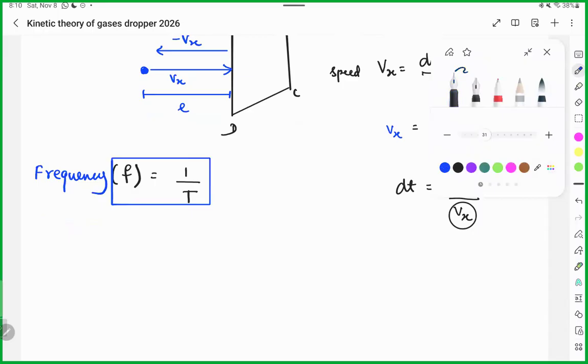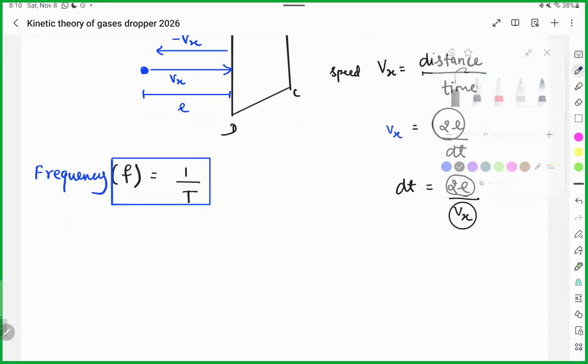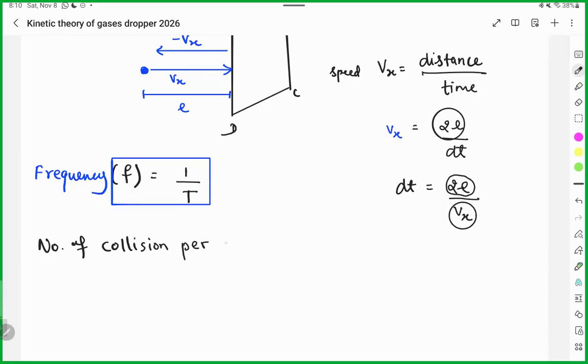नंबर ऑफ कोलिजन कितने होंगे पर सेकंड पर मॉलिक्यूल, तो वो फ्रीक्वेंसी जैसे ही है। एक मॉलिक्यूल के कितने कोलिजन हुए एक सेकंड में, तो वो फ्रीक्वेंसी जैसा ही है, और फ्रीक्वेंसी इक्वल टू 1/टाइम, 1/dt। और ये क्या vx/12 नहीं हो जाएगा? बताओ, कोई डाउट?